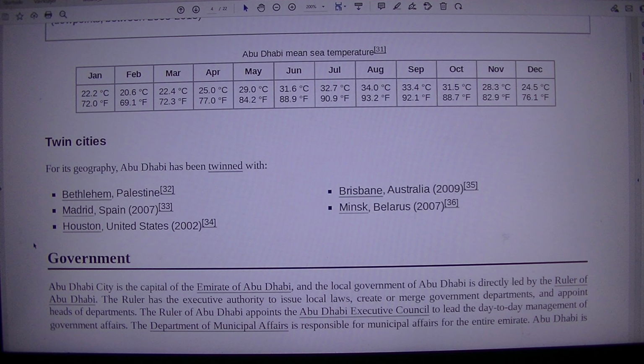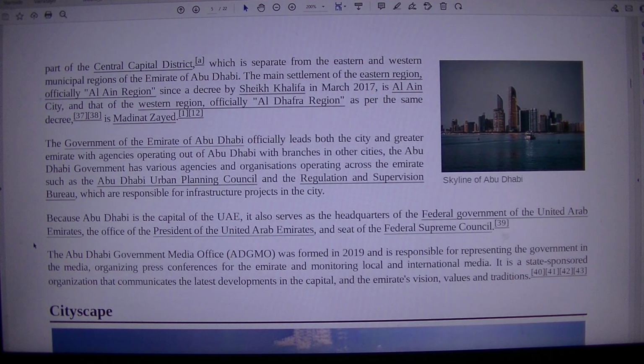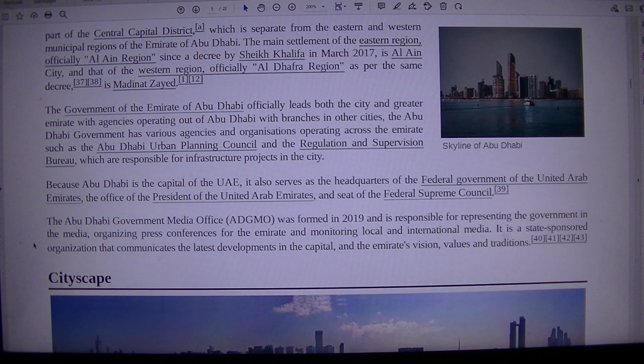Abu Dhabi is part of the Central Capital District, which is separate from the eastern and western municipal regions of the Emirate of Abu Dhabi. The main settlement of the eastern region, officially the Al Ain region since a decree by Sheikh Khalifa in March 2017, is Al Ain city, and that of the western region, officially the Al Dhafra region as per the same decree, is Madinat Zaid.